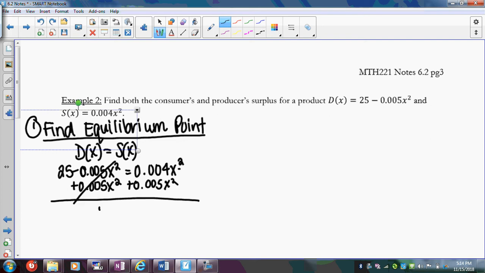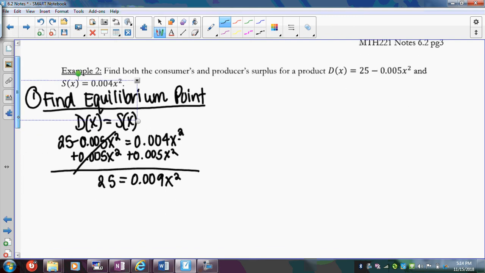So we end up with 25 equals 0.009 x squared. And what I want to do now is go ahead and divide by that 0.009 so that I can get x squared by itself. So let's divide both sides by that. And then we can take a look and see if we could factor it. Or since it's just an x squared, this should just say x. This should just have the number, not the x squared.